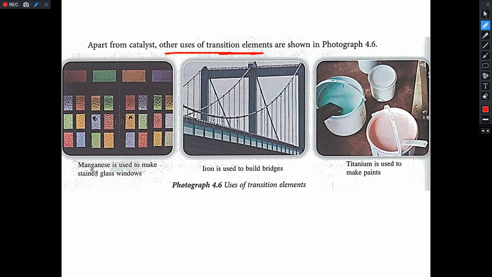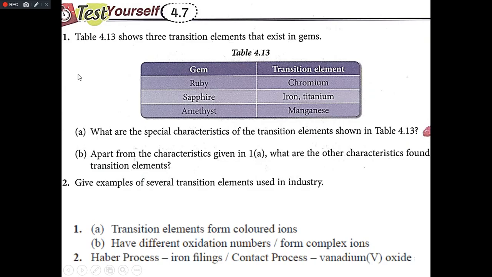The first one, manganese, is used to make stained glass windows with different colors, because transition elements can form color ions or color compounds. And the next one, iron. Iron is a transition element which is used to build bridges. And titanium is used to make paint, different colors. Okay, this slide is finished. We go to the discussion of the question.